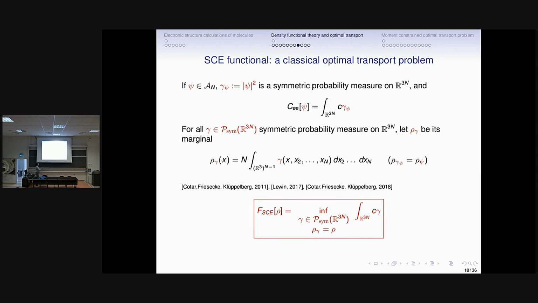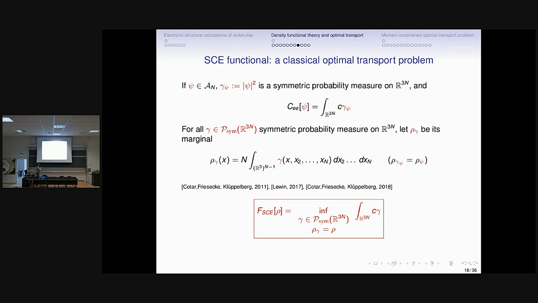What is the electronic density associated to such a probability measure? This is given by this formula here. So for a given symmetric probability measure gamma defined on R^{3n}, rho gamma is a probability measure defined on R^3, defined by this formula, where you see gamma appearing. So in particular, if gamma stems from some wave function psi, you get this relationship which holds.